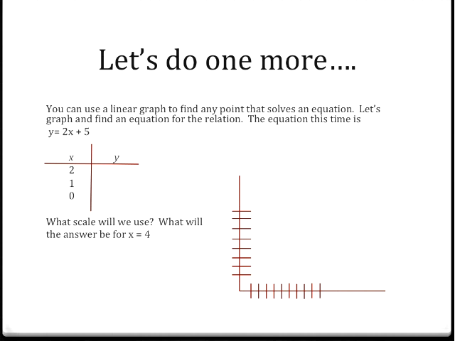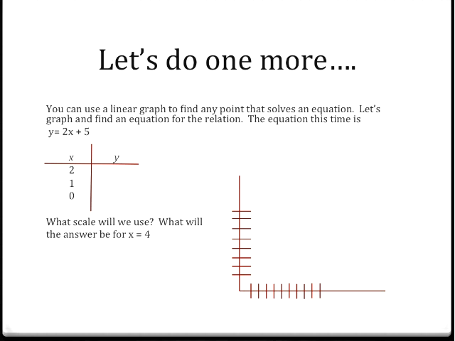Okay, you can use a linear graph to find any point that solves an equation. So let's graph and find an equation for this relation. The equation this time is actually y equals 2x plus 5. So let's figure out our table of values here for the 3 points that we have. And I'm going to just fill in my graph a bit while you guys figure that out and add in the points.